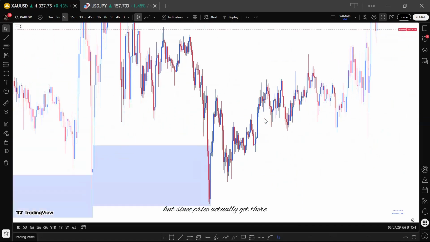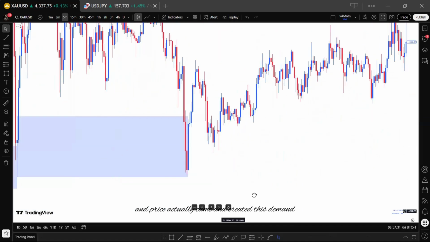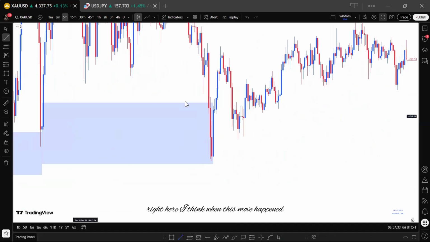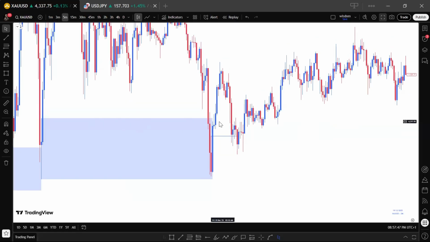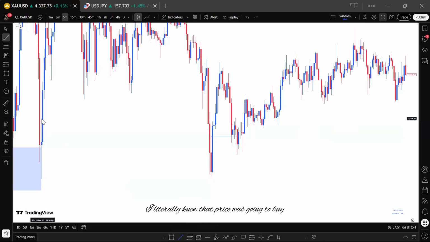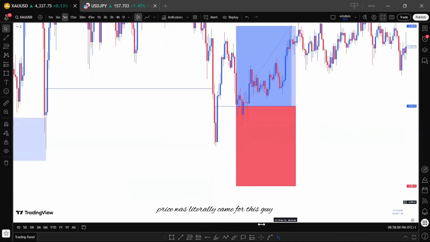But since price got there and created this demand right here, when this move happened, I was literally sleeping. So price came and created this other block that has a fair value gap inside this point of interest. Then I knew that price was going to buy. So I went for my long around this side. I think I sent this trade to one of my friends here.